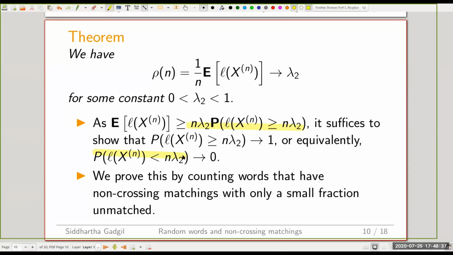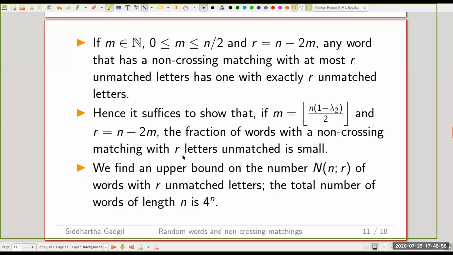So we have to bound the probability that a given random word has in its optimal matching a very tiny fraction that is unmatched, where that tiny fraction is a fixed number as n goes to infinity. We'll prove this by counting words that have non-crossing matchings with only a small fraction unmatched. Okay, let's get to counting.